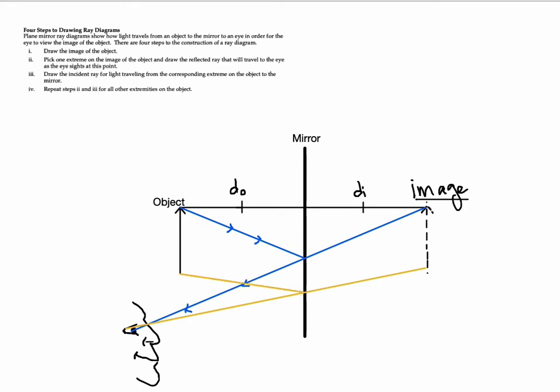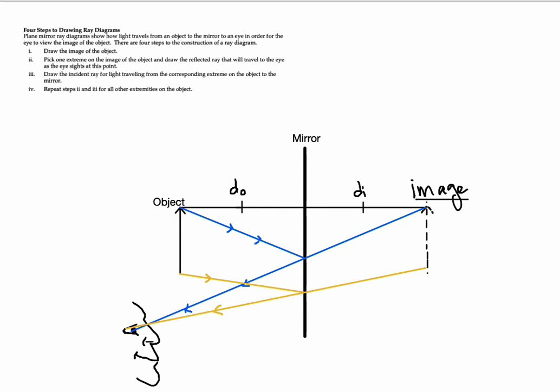Okay? Now, the other important part to understand here is that you have two normal lines. So we have the normal line for each of those rays, the incident ray and the reflected ray. Let me make sure and draw these also. That's the direction of the light. Light's traveling from the object to the mirror, and then from the mirror to the eye.